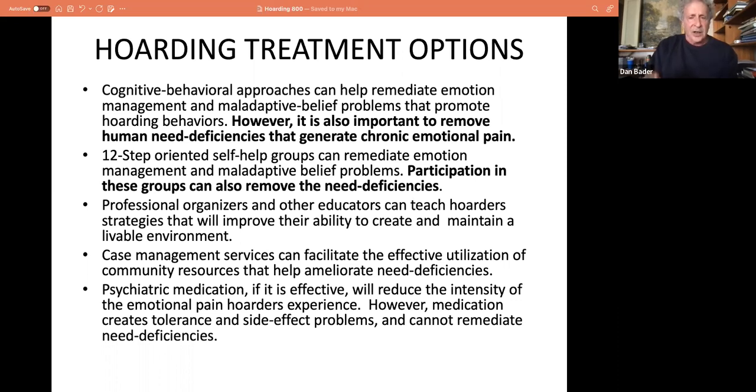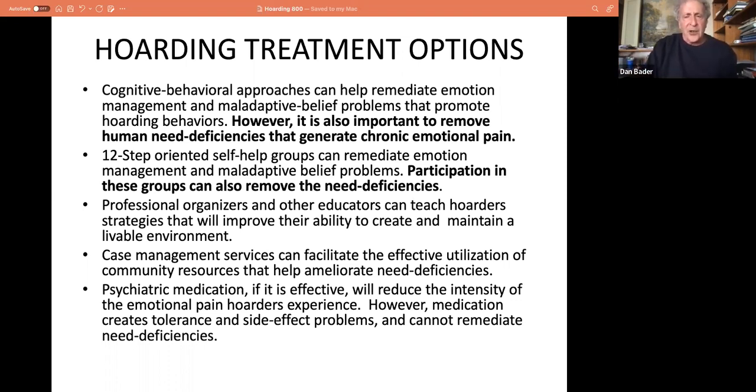12-step oriented self-help groups can remediate emotion management and maladaptive belief problems. Participation in these groups can also remove the need deficiency. When you're in a 12-step group, you automatically have an emotional support system, and you automatically have community involvement. You all have a goal to overcome the problems that you're addressing.